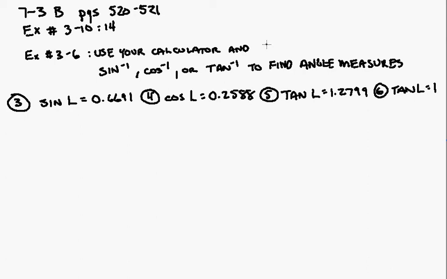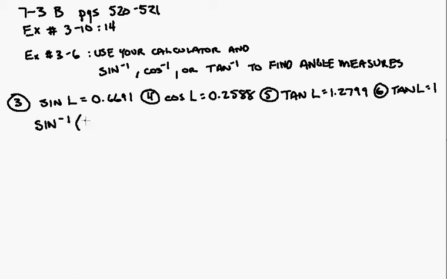For problems 3, 4, 5, and 6, you're to use your inverse trig functions on your calculator in order to find these angles. So you look at sine of angle L is equal to 0.6691. What you'll do is hit the second button or the shift button on your calculator and type in sine, and up on your screen you should get something like this: sine minus 1 with the parentheses.